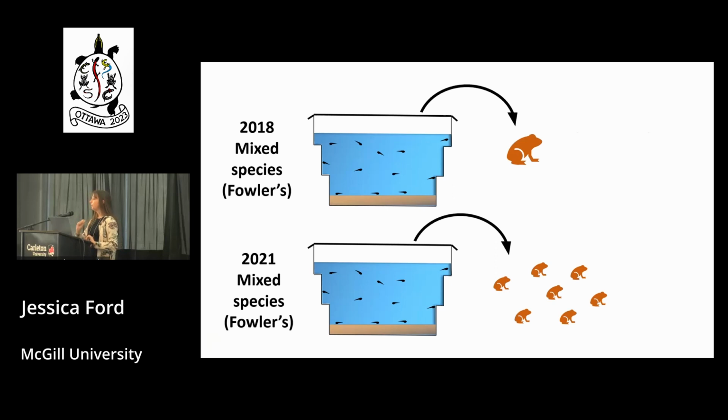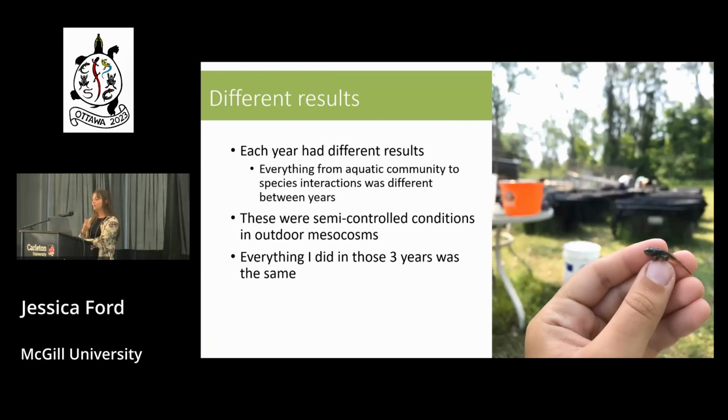Each year had different results from everything from the aquatic community to species interactions within the same guild between years. And these were in our semi-controlled outdoor mesocosms where everything I did was the same. And these are probably an underestimate of what's happening in the real ecosystems.